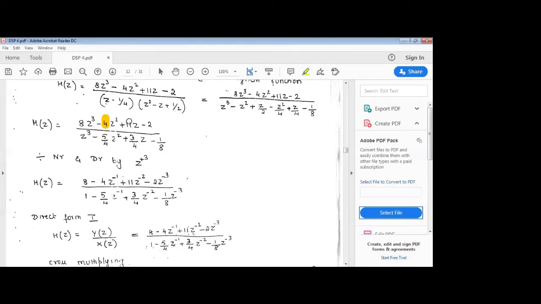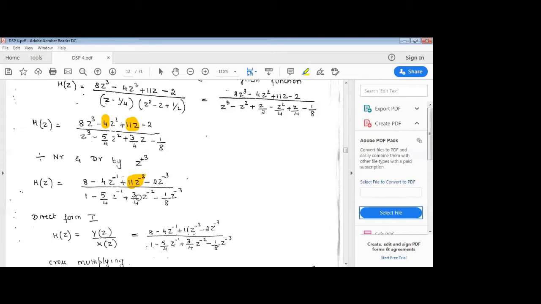Similarly, we have 11z, which is divided by z cube. That is 11 divided by z square, which I can write as 11 into z to the power of minus 2. Similarly, we will get 2 minus 2 into z to the power of minus 3.